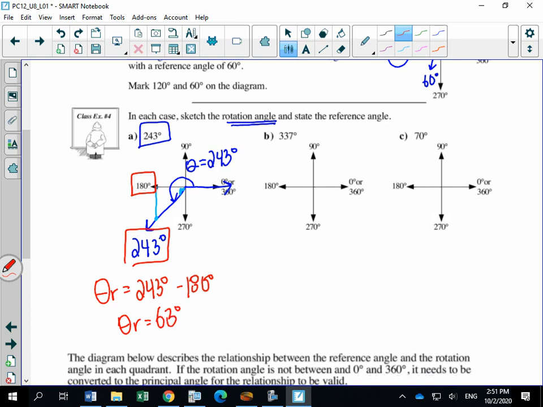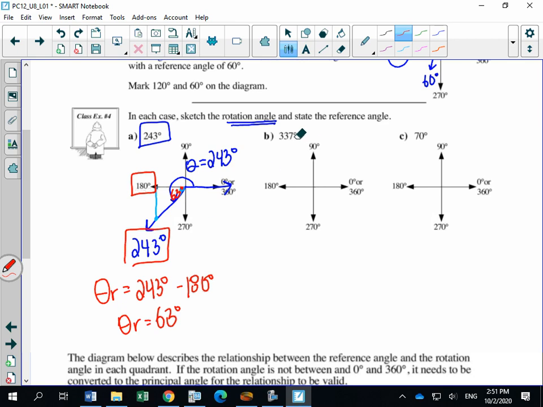How could you check that this is 63 degrees? Well, halfway around a circle is 180 degrees. If I add 63, so 180 plus 63, I will get a final answer of 243.